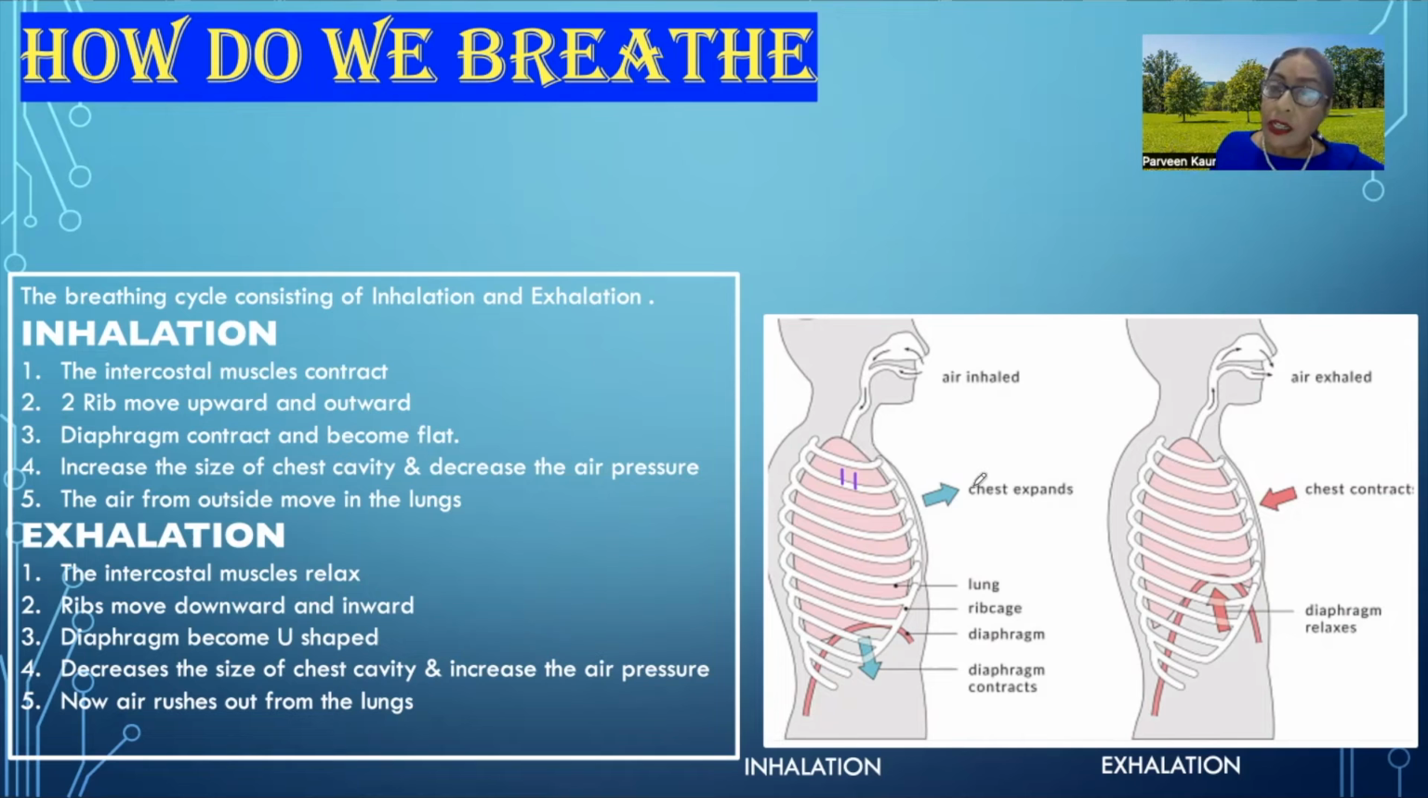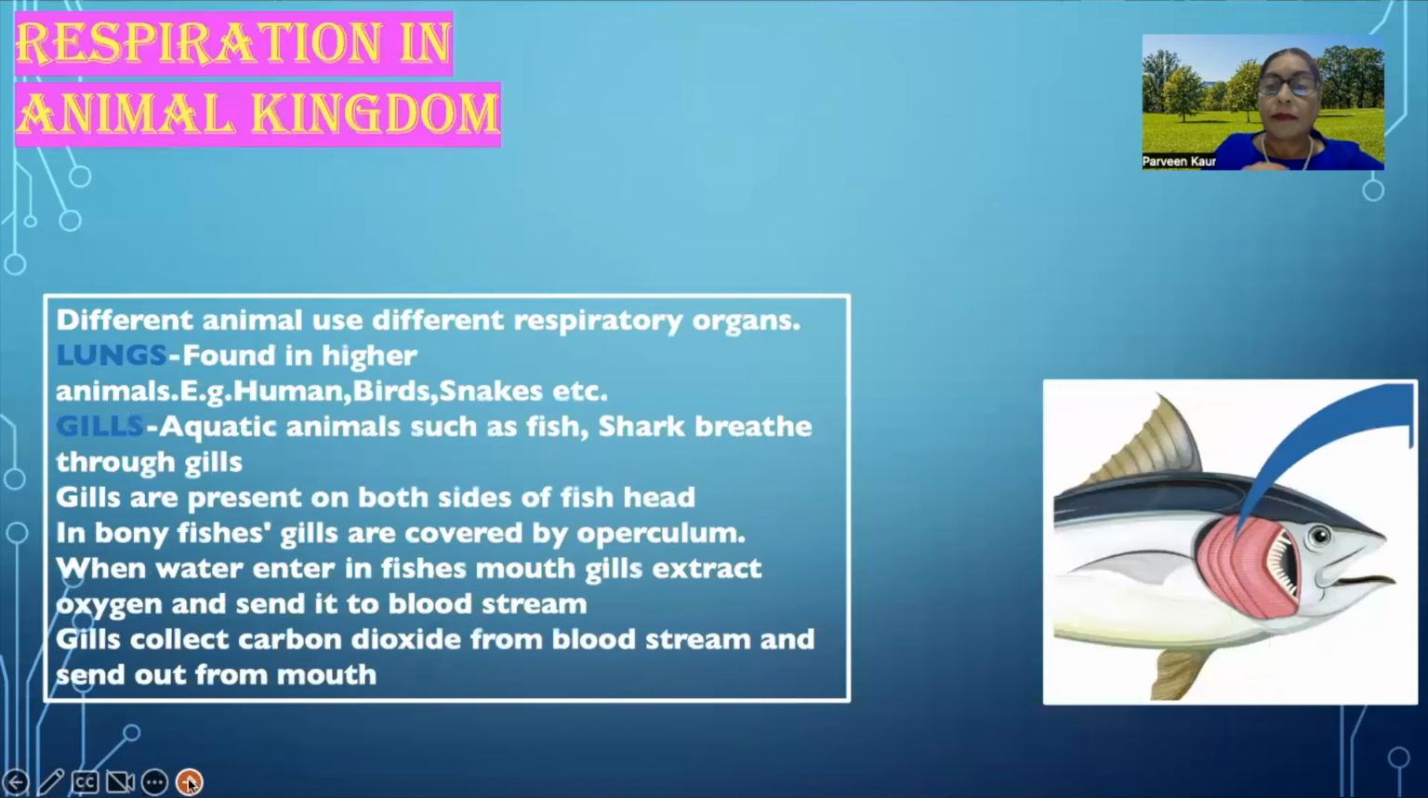In exhalation, opposite to this process, what happens? Intercostal muscles relax, ribs move downward and inward, diaphragm becomes U shape. Here you can see the diaphragm become U shape and then decrease the size of the chest cavity. Because the size of the chest cavity decreases, air pressure increases. And whenever air pressure increases, it wants to move outside. So air rushes out of the lungs. In this way, exhalation takes place.